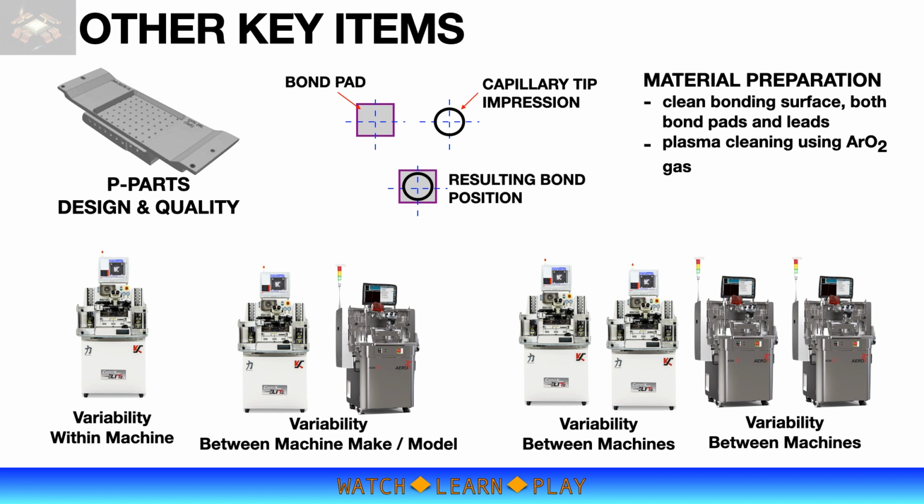Machine variability has a significant impact on achieving a stable bonding process. Variability can happen within the same machine, which means inconsistent machine performance. Variability can be between machines of different make. For example, performance of a KNS bonder is different to an ASM bonder. Or variation can be between machines of the same make and model. For example, KNS bonders of the same model have different performance. Likewise, ASM bonders of the same model may have the same variability.